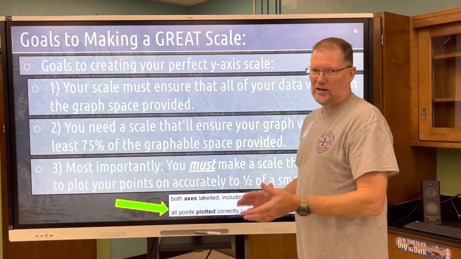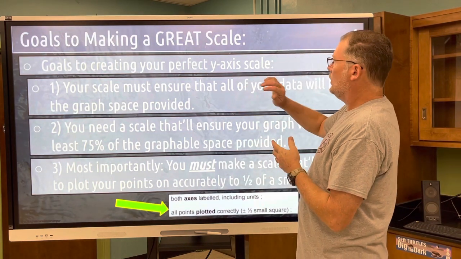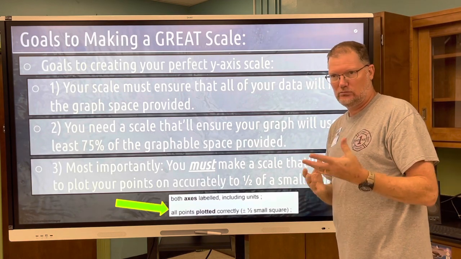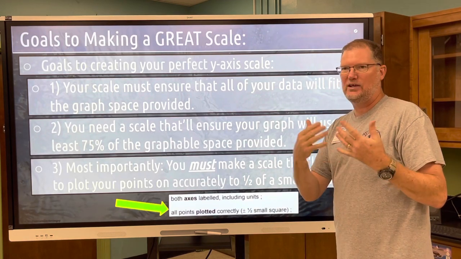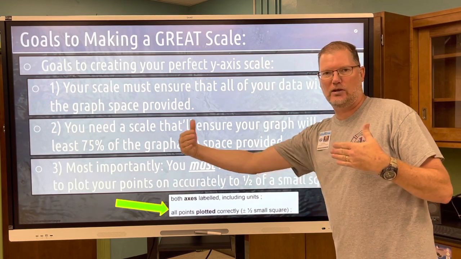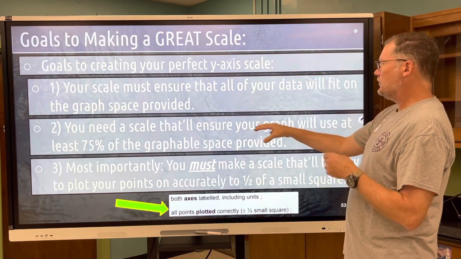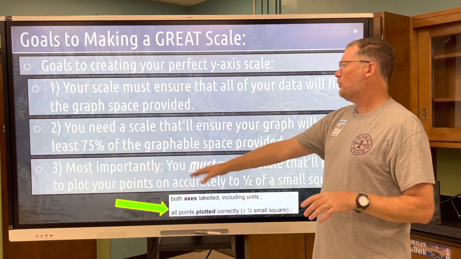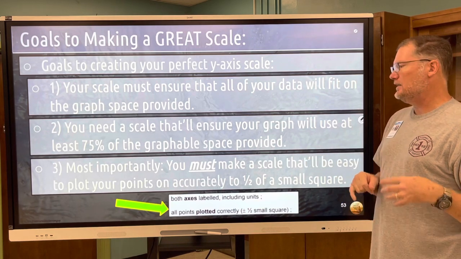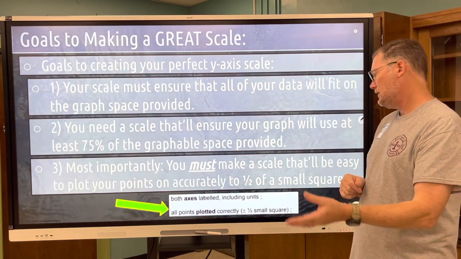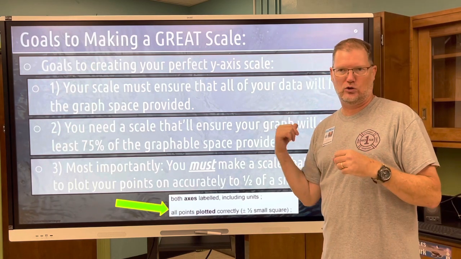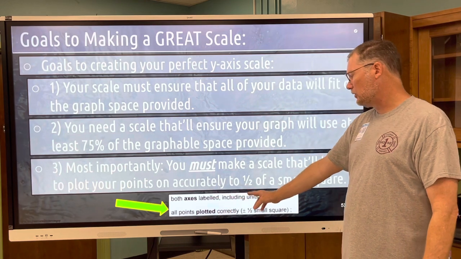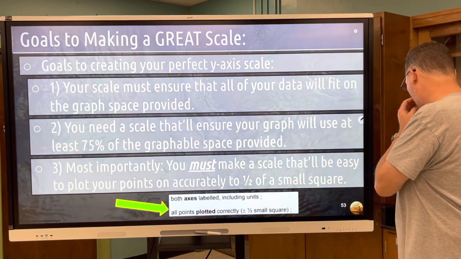So how do you make a great scale? You must ensure that all of your data will fit onto the space provided. That's important. Obviously, you can't tape two graphs together to make your graph longer. You have to have a scale that will be 75%. We talked about that a couple times already. And most importantly, you must make a scale that'll be easy to plot your points on accurately to half of a small square, which I just showed you again. And this is from the directions from the AICE. Both axes labeled, including units, all points plotted correctly. We said that before, earlier.